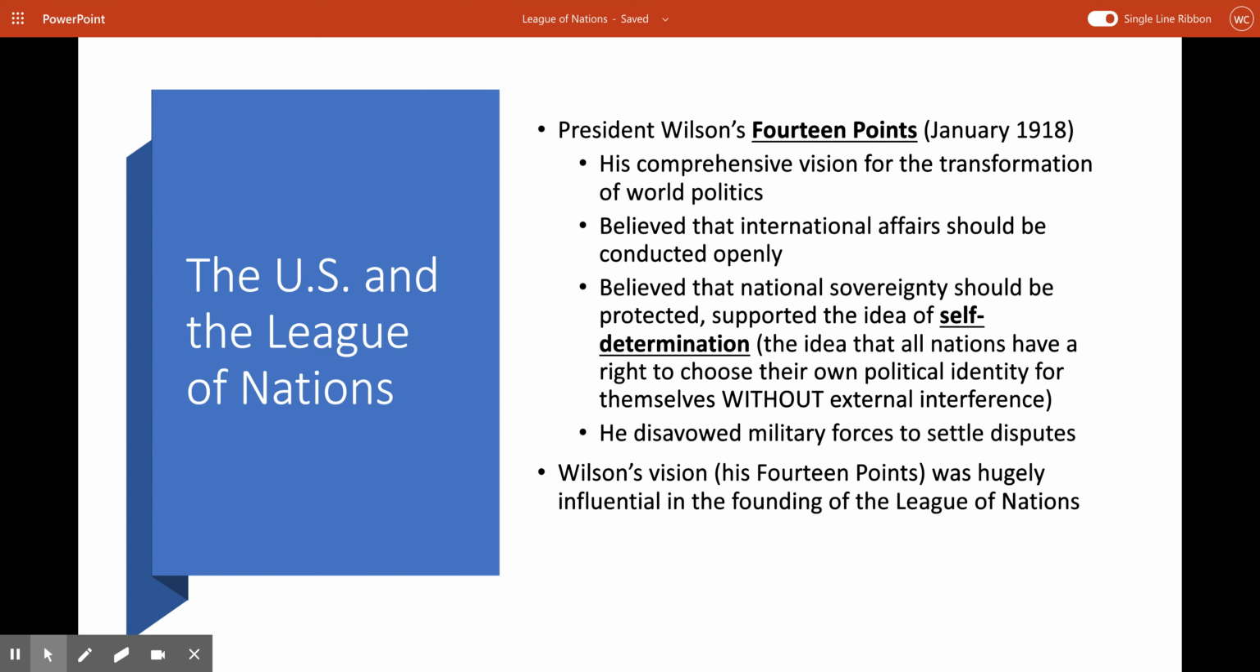He believed that affairs between nations should be conducted in the open, transparently, on the basis of sovereignty and self-determination, which was the idea that all nations have the right to choose their own political identity, their own government, without external interference. And he also disavowed the use of military force to settle disputes, right? All things that you see in the League of Nations. So his vision for the post-war world was obviously hugely influential in the founding of the League of Nations.